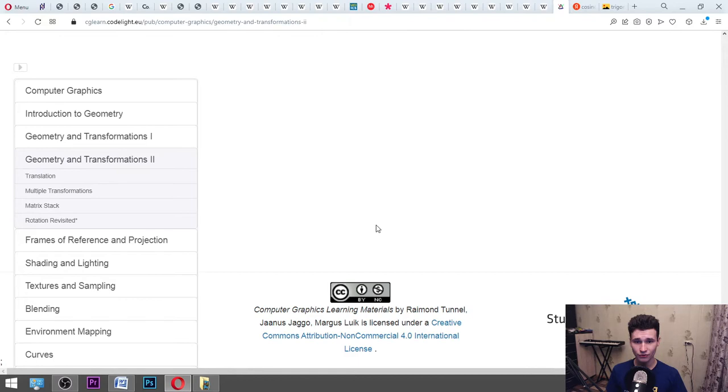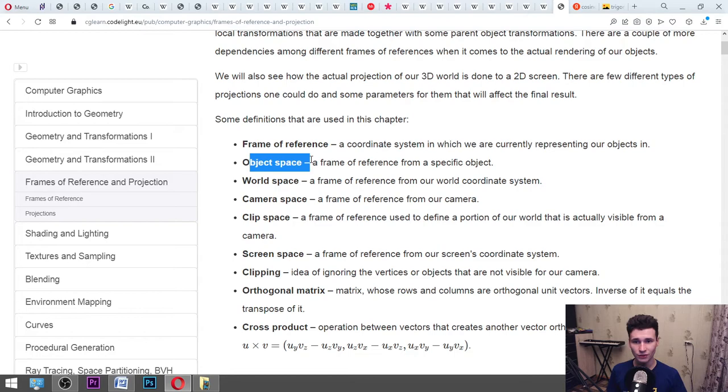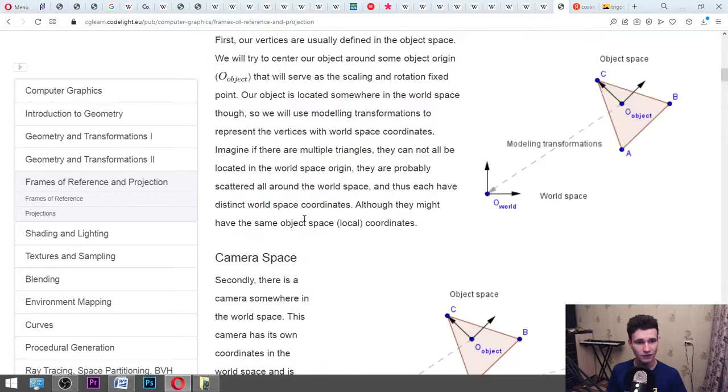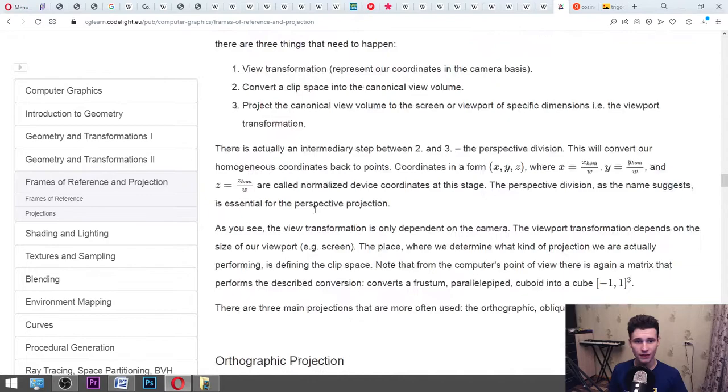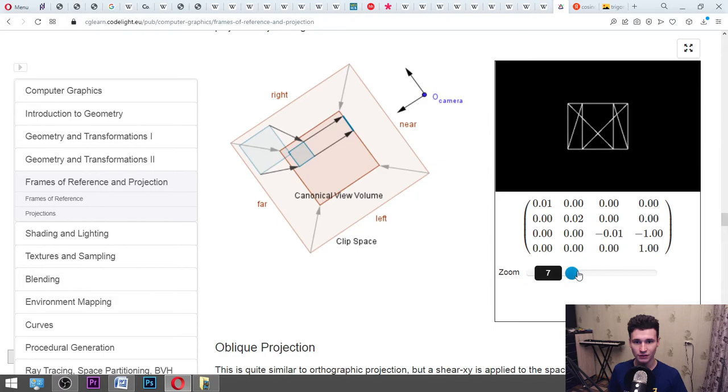Frame of reference, we have object space, world space, camera space, clip space, screen space, clipping, orthogonal, cross product. Okay, we have it. Good, amazing. And we have them, clip space, near plane, left plane, camera also movements. They are good, amazing. And also some movements of this dude, it is going from one side to another.